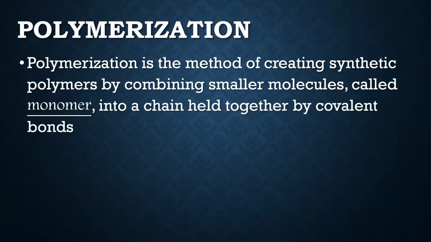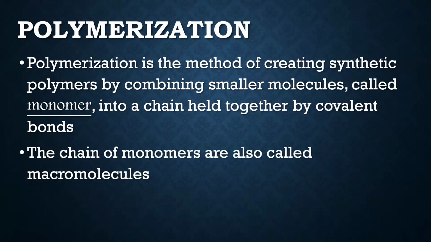So polymerization is the method of creating synthetic polymers. This is how monomers are polymerized to form the synthetic polymer. They are held together by covalent bonds. So the bond in the polymer is a covalent bond. This chain of monomers is also called a macromolecule.